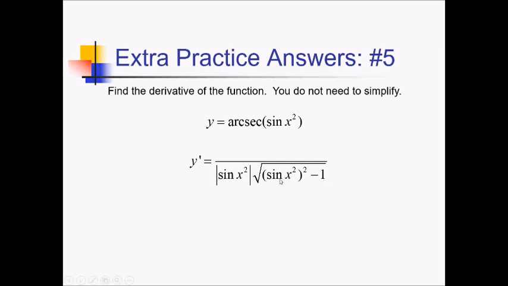Then I have to multiply by the derivative of the something. So the next function here, we have sine of something. Derivative of that is going to be cosine of something, so cosine of x squared. Then we have to multiply by the derivative of x squared. So that's going to be 2x.